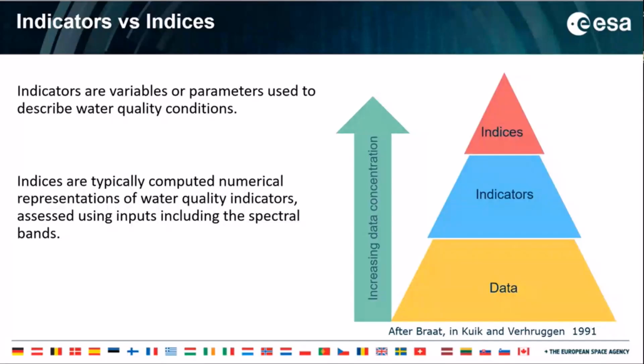So you bring two bands of the sensor or three bands and you make an index, and it's an indicator of turbidity. But the normal notion is that when you go from data to indicator to indices, you are actually compressing the data, so the data concentration is increasing. We will see that in the coming slide. So we have data, indicator, and indices, but watch out, indices are sometimes also indicators.